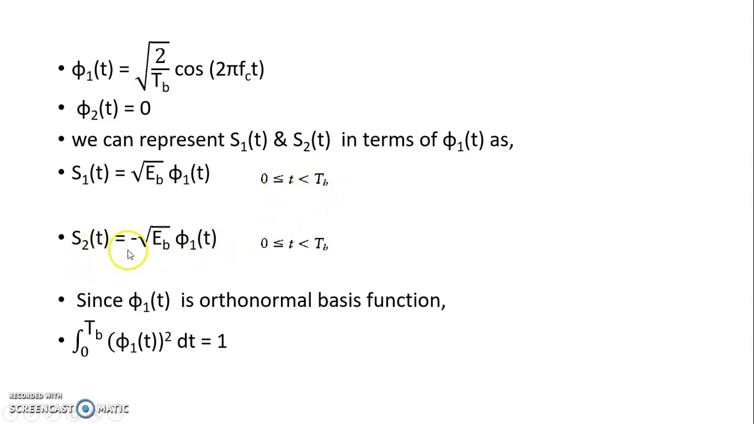Then accordingly S2 of t is equal to minus root Eb phi 1 of t over the interval 0 less than or equal to t less than or equal to Tb. Since phi 1 of t is an orthonormal basis function, integral 0 to Tb phi 1 of t the whole square dt is equal to 1. Phi 1 square of t dt is equal to 1. That we had already studied.